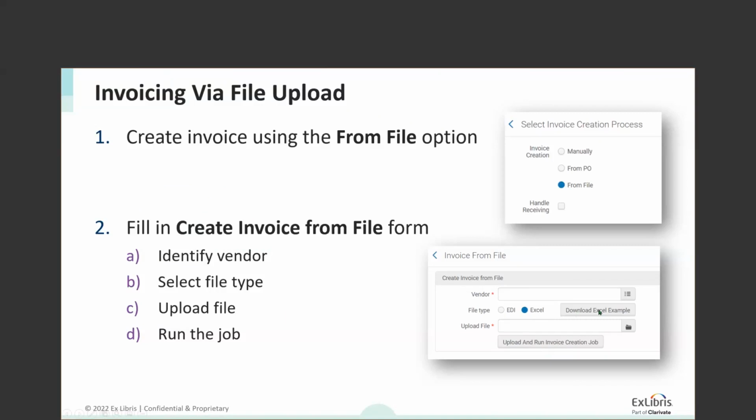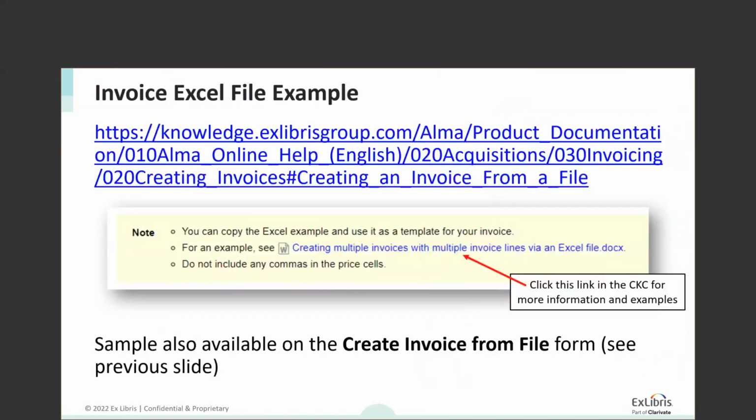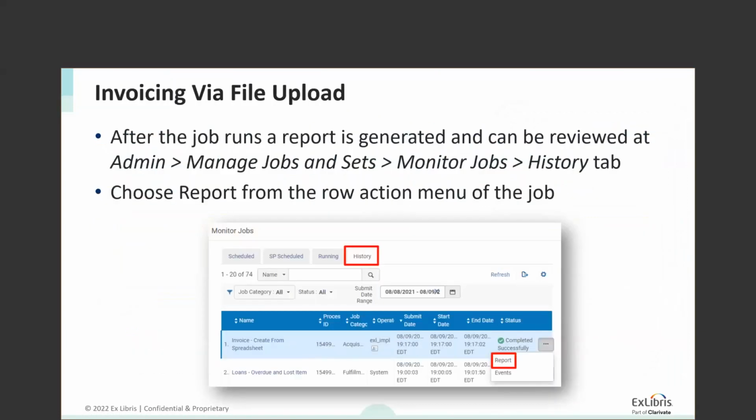There is an option here to download that Excel example, and I'm going to show you what that looks like. There's also another place, that invoice Excel file example from the documentation. Once you run the job, depending how big the invoice is, you go to the running tab. Once it's done, you can always click on the report and see what the output is. If there were any errors, how many invoices were created.